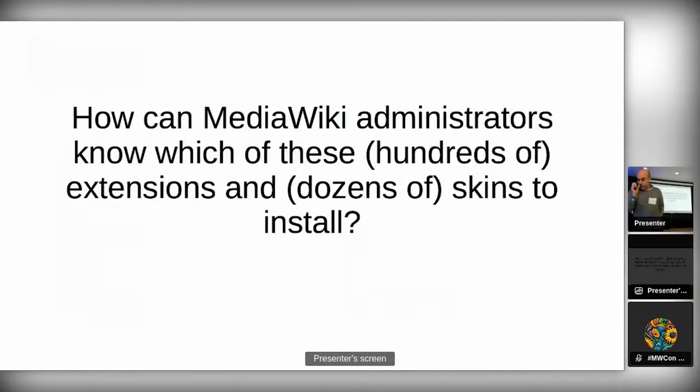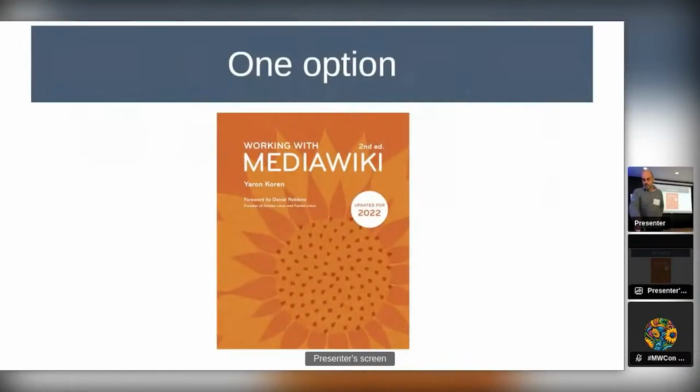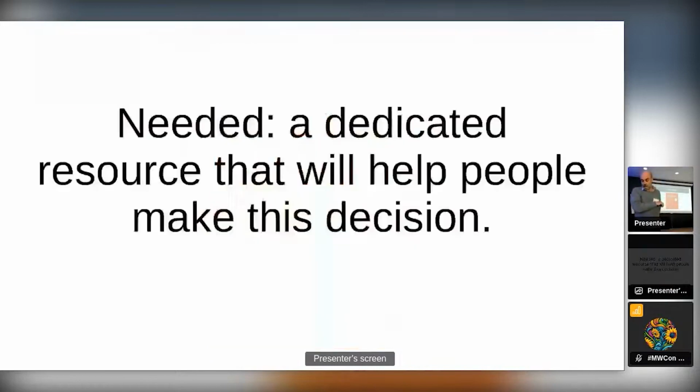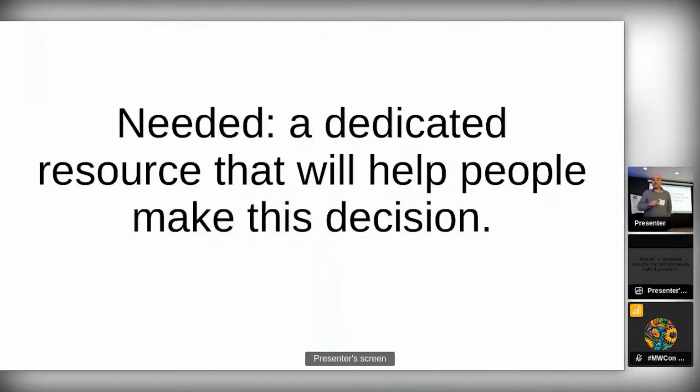So how can MediaWiki administrators know which of these hundreds of extensions and dozens of skins to install? Well, one option is this book, Working with MediaWiki. Seems like a good resource if you want. The Bible. Well, okay, yeah, I mean, you said it. Yeah, so there's other individual resources that you can go to that have their own opinions. But I feel like what's needed is a dedicated resource that will help people make that decision.